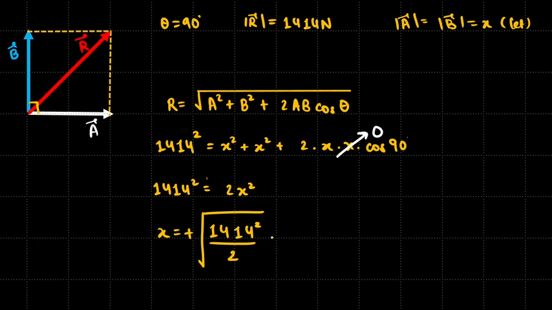If you're a math whiz, you can probably do this in your head, but I'm not, so I'm gonna use a calculator. So it's the square root of 141.414 squared divided by 2, and I get 99.98, I think in newtons. Very close to 100, but sadly not 100. I think it would be much more fun if it was 100. But anyway, we have this.